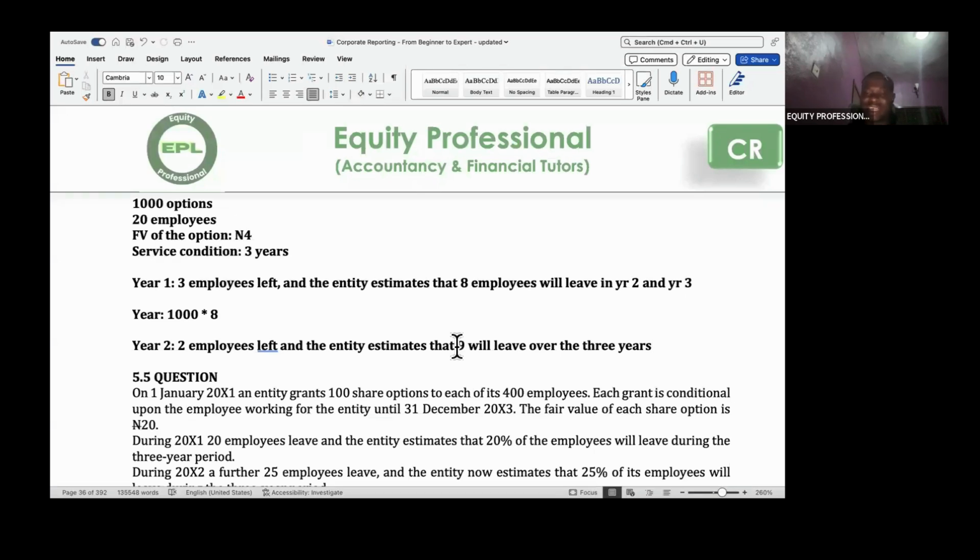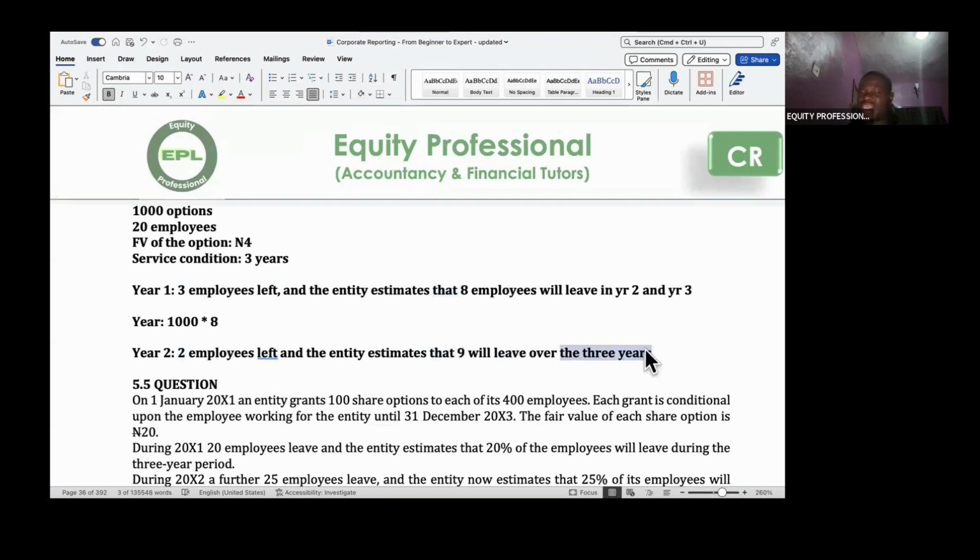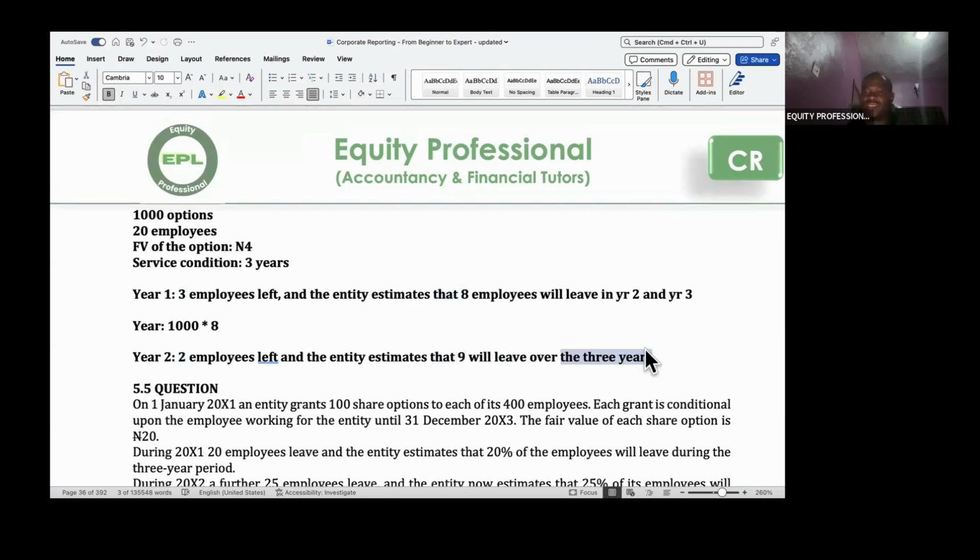As I have said, the 9 is over the 3 years. That means the examiner has already factored in these 2 that have left in year 2 and these 3 that have left in year 1. They have factored it inside this 9. They estimated 9 over the 3 years, so you should watch out for this period. The estimate that they give you, you should note what period it is for. If it's for the entire period, that is the total estimate. Because what the standard said is make an estimate for the people that would leave or would not leave. So when they say 9 will leave over the 3 years, that means the total departure is 9. That means only 11 will not leave. Good one, Husseini.